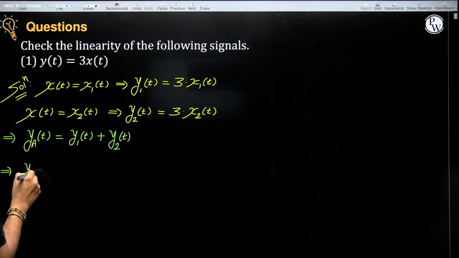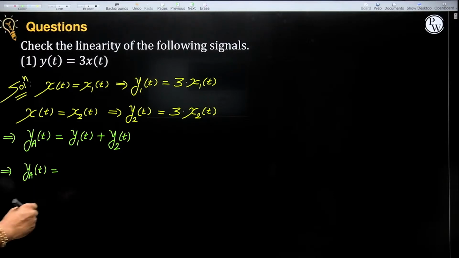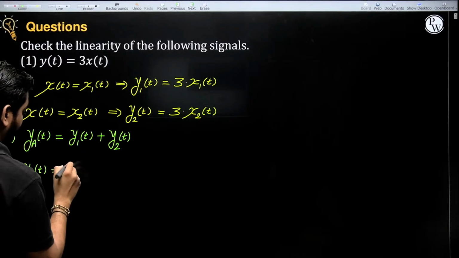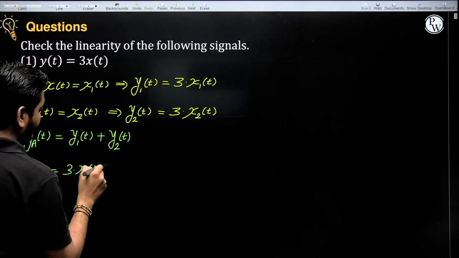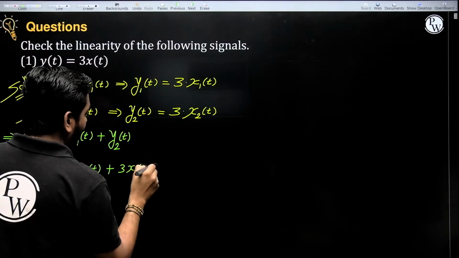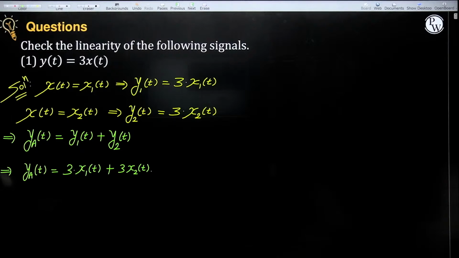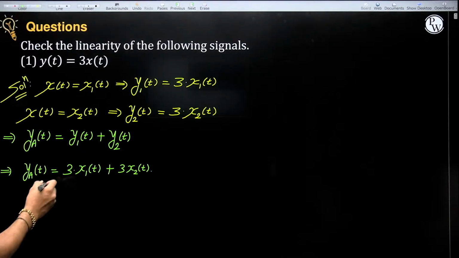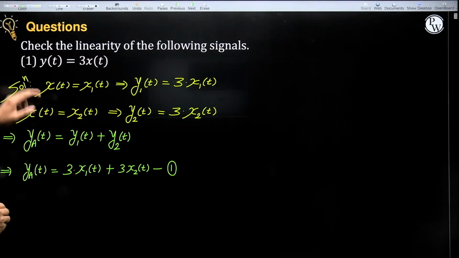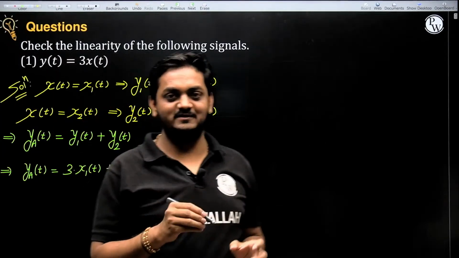The sum ya of t is equal to 3 x1 of t plus 3 x2 of t, correct? So this is number 1. Now replace x of t with x1 of t plus x2 of t.